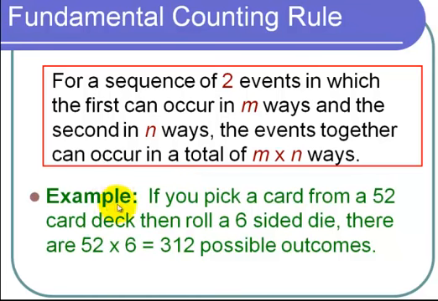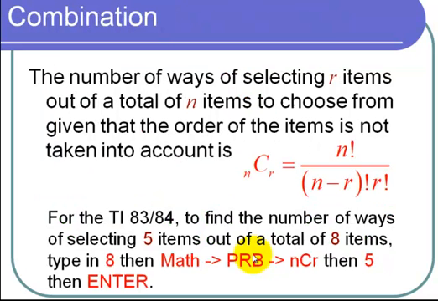So an example is if I pick a card from a 52 card deck and then roll a 6-sided die, then there are 52 times 6, and if I do that arithmetic, I get 312 different possible outcomes. And that's the multiplication principle. Often we call that the fundamental counting rule. I'm not going to go into the big details of this, but if we're dealing with combinations, we're going to use the fundamental counting rule in a big way, which I'll show you how to do, and the calculator is going to handle it pretty nicely.